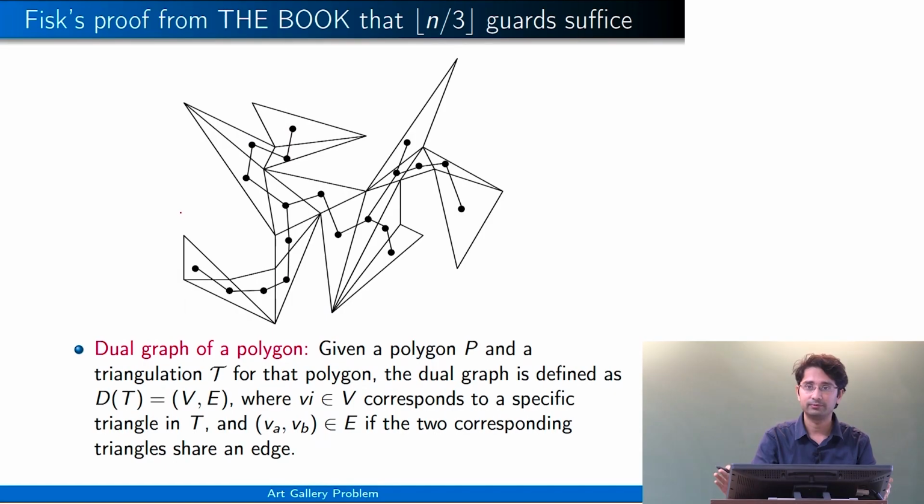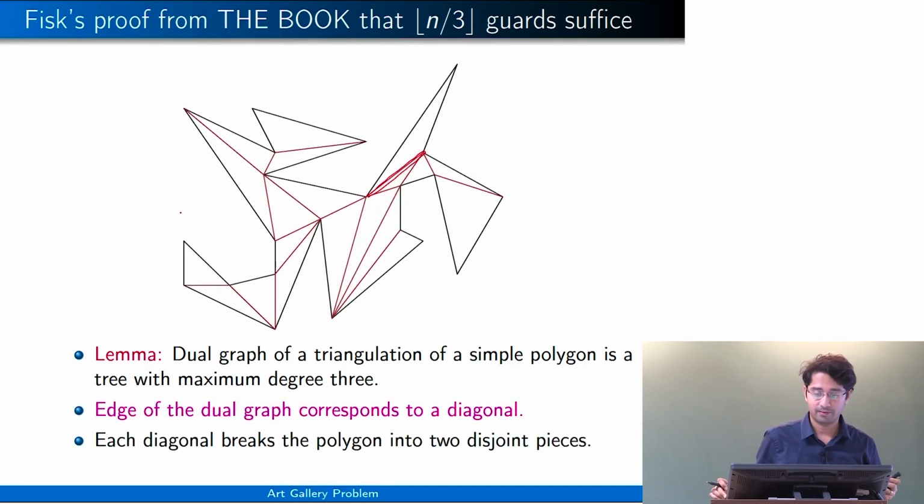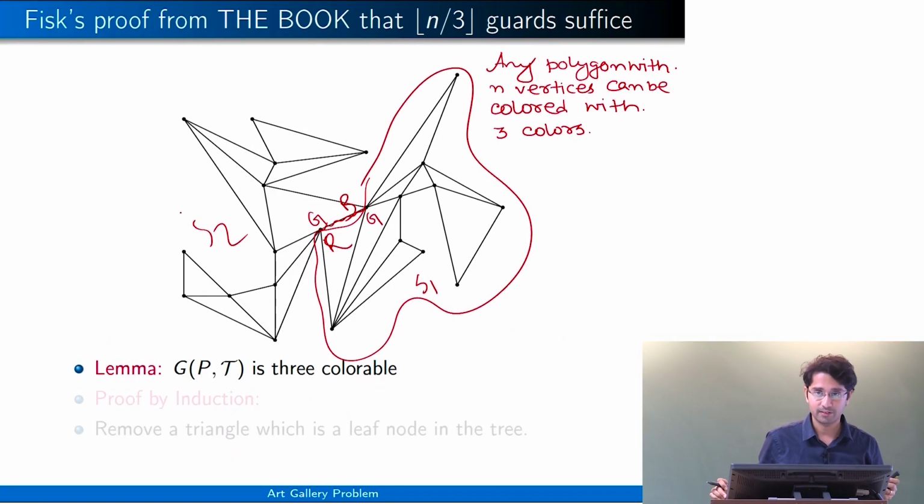So the question he asked was, how can we be sure that the triangle associated with a leaf node can have at most only one neighbor triangle? What is the definition of a leaf node? That is why we needed a leaf node. A leaf node is a degree 1 vertex.